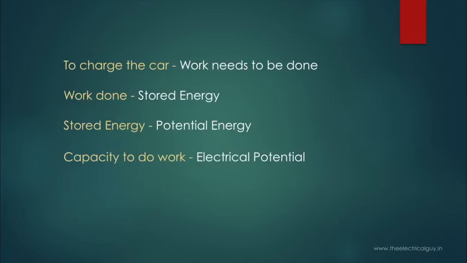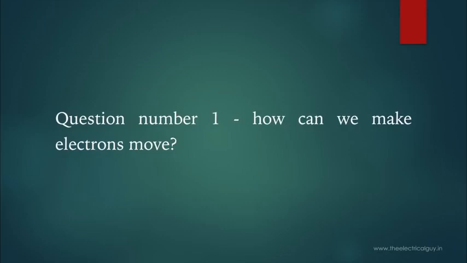Same is the case with electrons. To charge electrons, we have to do some work, and this work is stored in the electron as potential energy. These charged electrons now have capacity to perform some work, and that is what we call electric potential. The capacity of the charged body to do work is what we call electric potential. So what was the question? How can we make electrons move? And the answer is electric potential.